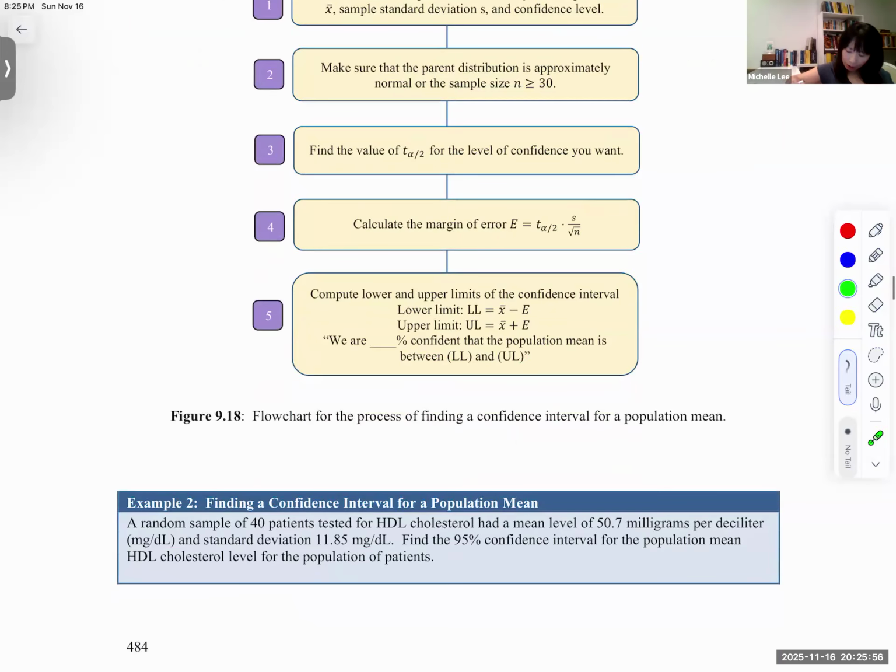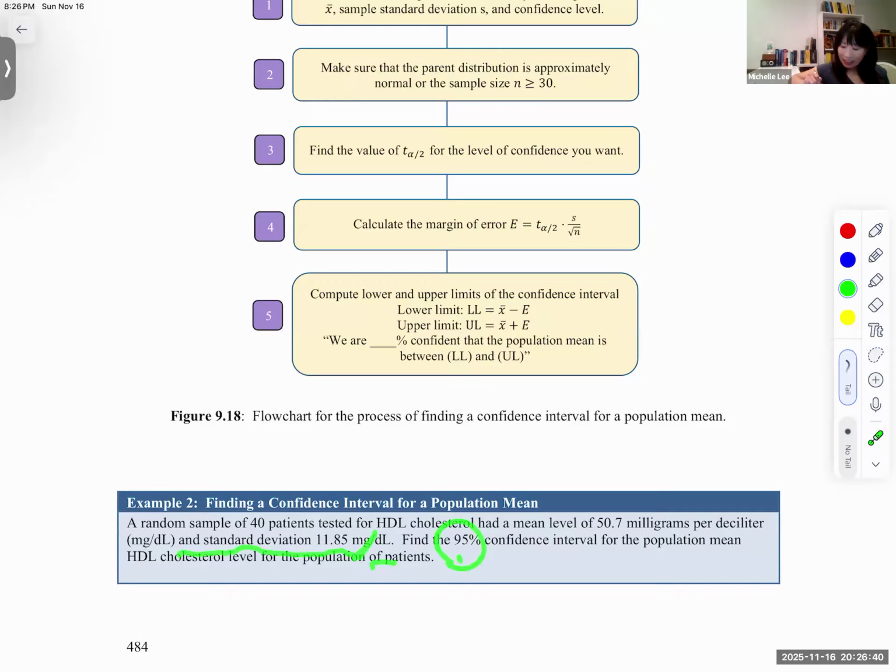Okay, so we have this question. A random sample of 40 patients tested for HDL cholesterol had a mean level of 50.7 milligrams per deciliter. So HDL cholesterol is a good cholesterol, but it must be balanced with LDL cholesterol, right? Bad cholesterol, yeah? And the standard deviation is 11.85 milligrams per deciliter.